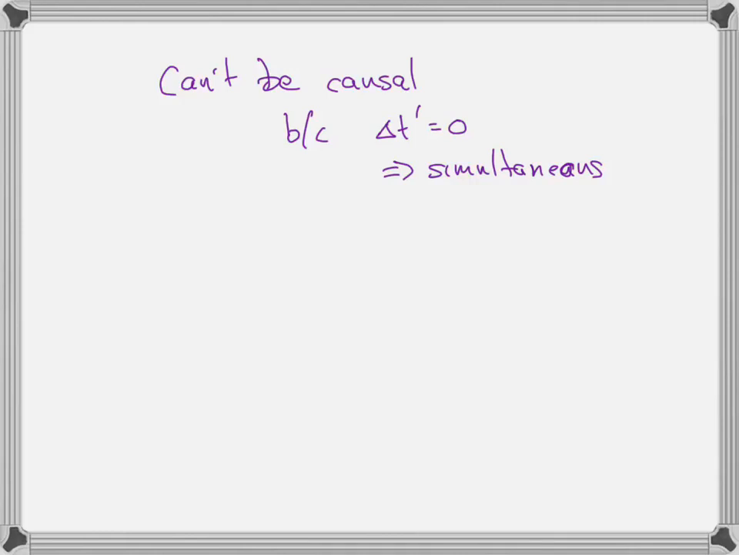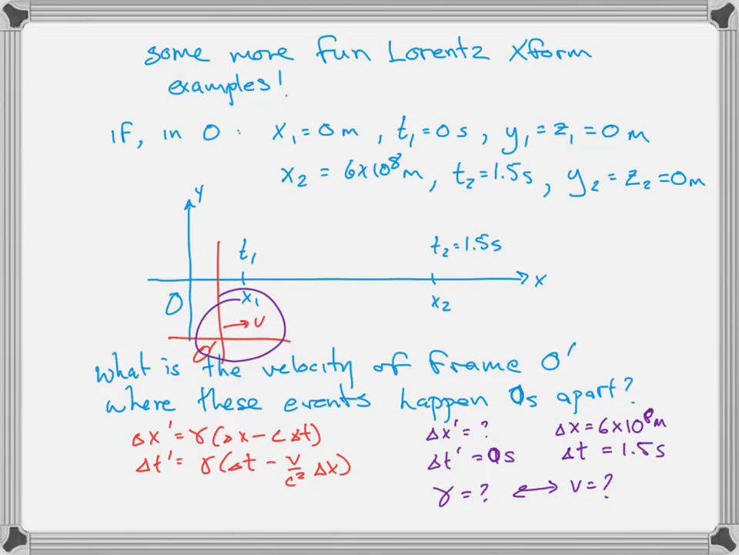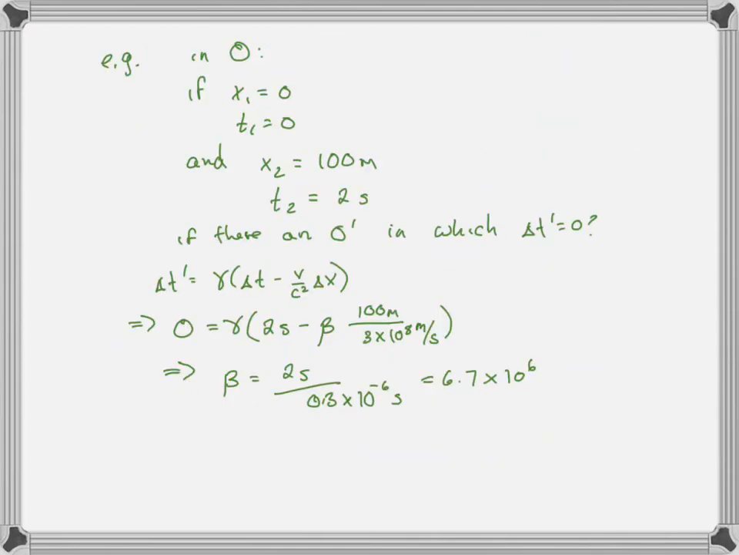That's interesting. So that means that for any two events that are causal, there is no frame of reference for which delta t equals 0. When I asked this question, I asked whether there is a frame where the two things happen 0 seconds apart. Because if they're causal, there is no such frame. And what we would have found when we did the math is that the frame had to travel faster than the speed of light, and nothing can travel faster than the speed of light. Let me just show you that.